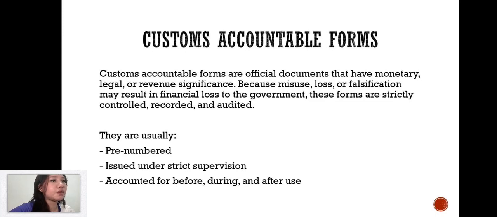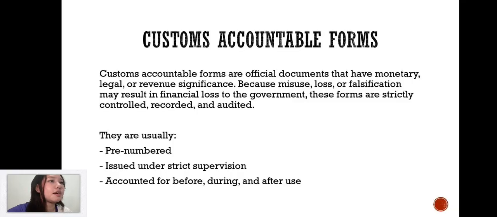They serve as proof that customs procedures were properly followed and that the correct duties and taxes were paid. These forms are usually: 1. Pre-numbered for easily tracking and monitoring. 2. Issued only by authorized personnel. 3. Carefully recorded before, during, and after use. 4. Subject to inspections, reconciliation, and audit.